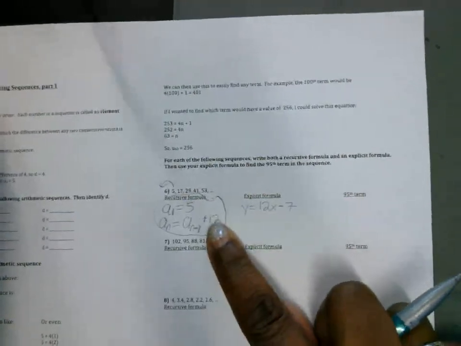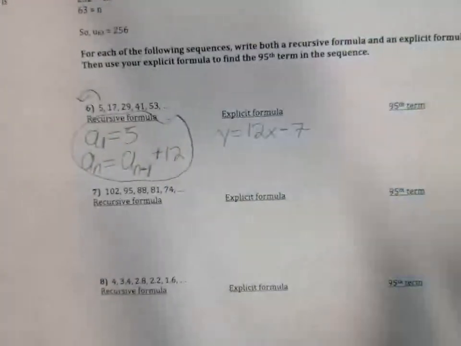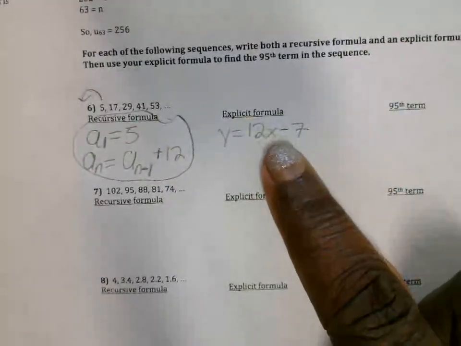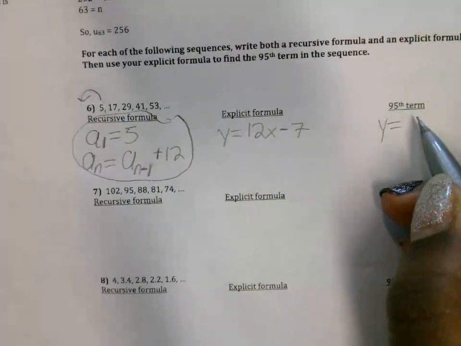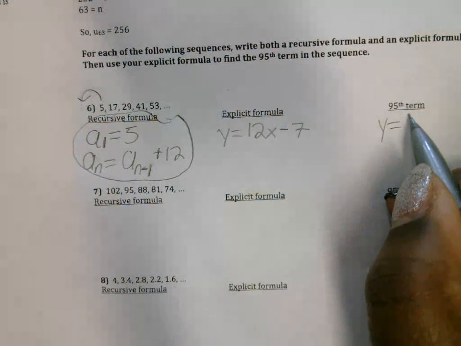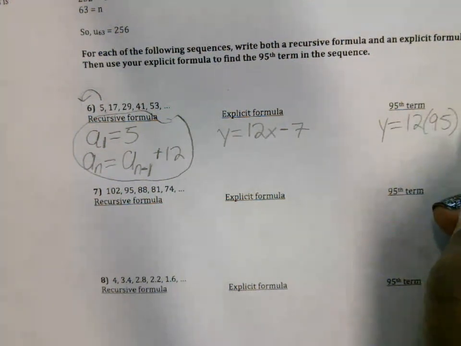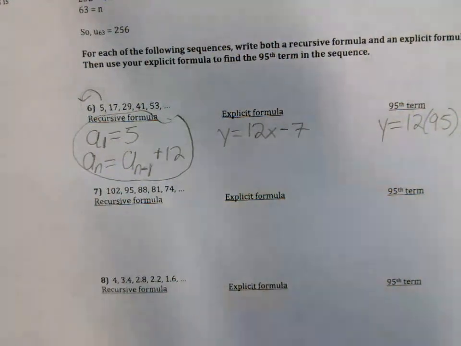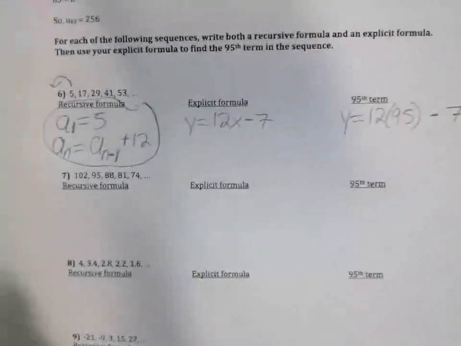Now, to figure out what the 95th term is, I can use my explicit. I don't want to do this 97 times. I'm going to use the explicit to substitute 95 in for the X term, the 95th term. So my answer, the 95th term, is equal to 12 times 95, plug in the 95th term for X, minus 7. Okay, so I'm going to type this in my calculator.